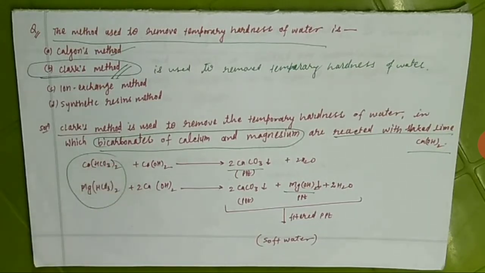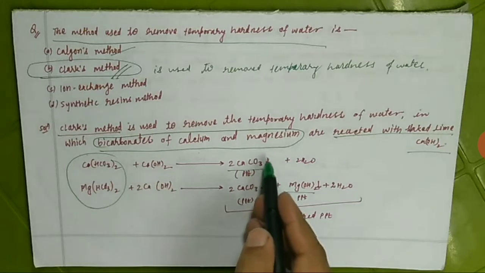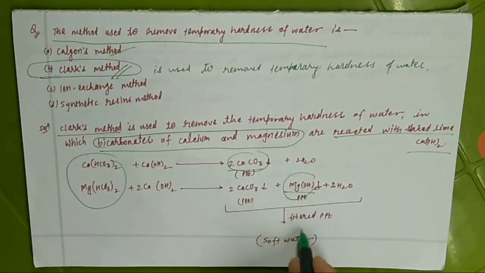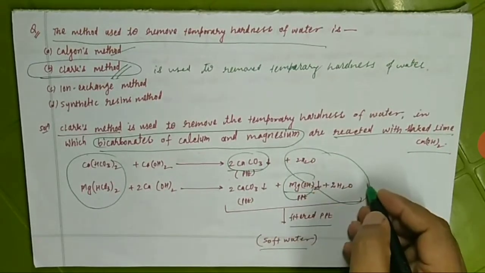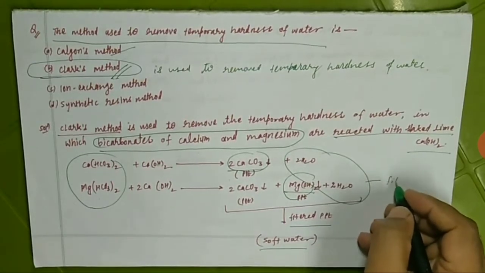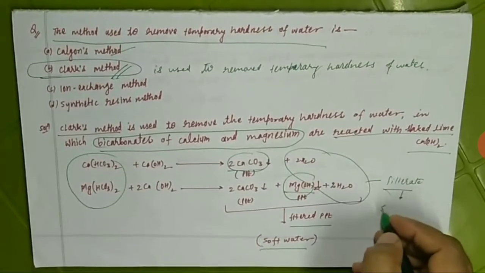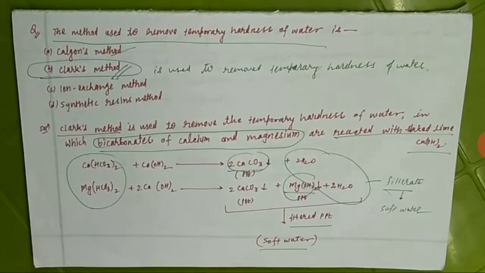What is the temporary hardness of water? If the bicarbonates of calcium and magnesium are there, the water has temporary hardness. If you treat it with slaked lime, that is calcium hydroxide, it will give the precipitate of calcium carbonate and magnesium hydroxide, which will be filtered off. After filtering, you will get the filtrate, and this filtrate is soft water.